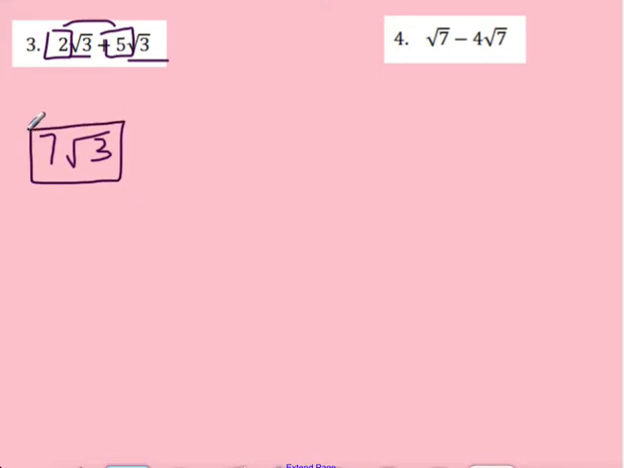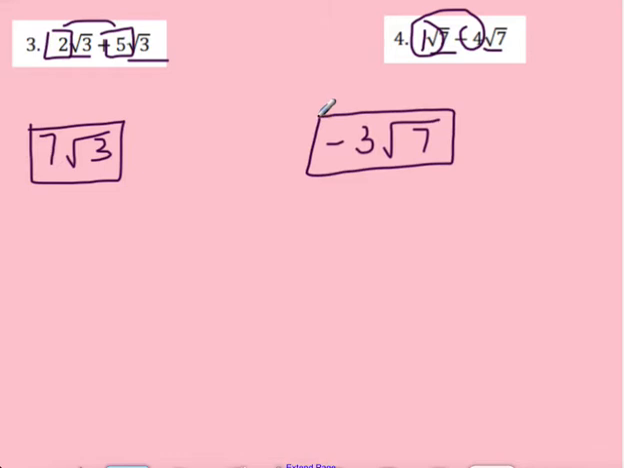Now here's what's tricky on number 4. Students see the square root of 7 and they think that that means 0. But just like with an x, if there's no number out front, that number is 1. So that's really the same as 1 square root of 7. So since both of these have a square root of 7, we can take 1 minus 4, and that's going to give us a negative 3 and then square root of 7. So negative 3 square root of 7 is our final answer for number 4.